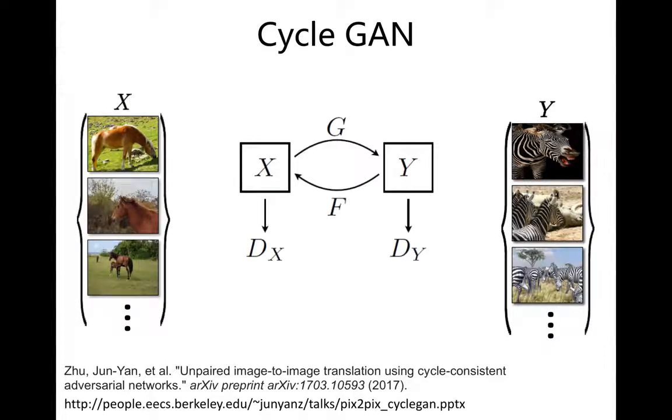So the idea is that it seems we can just apply the GAN to this problem. We can treat X as noise and Y as output. Then we can learn a generator from X to Y by using the adversarial training in GAN. And in the same way, we can transform Y to X by another generator F.